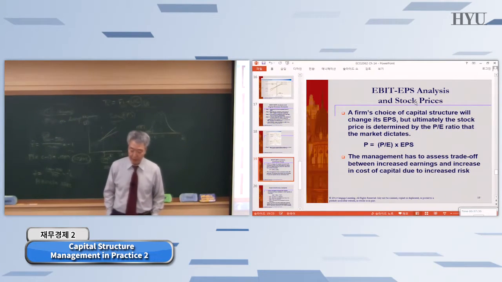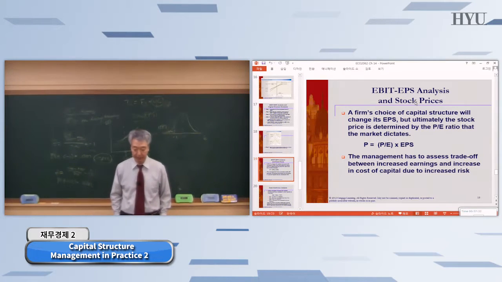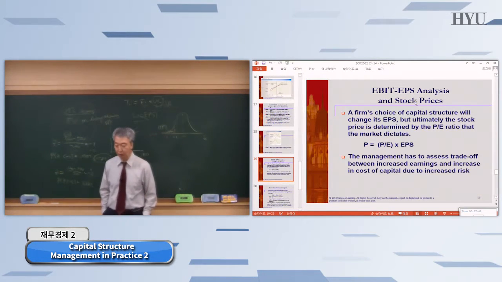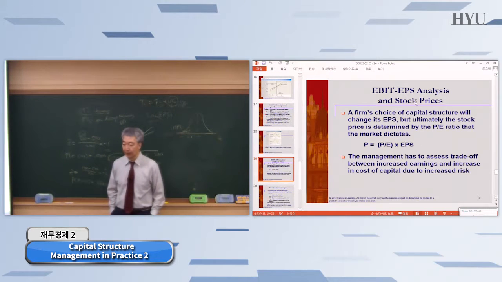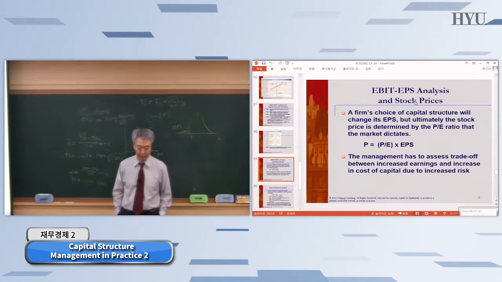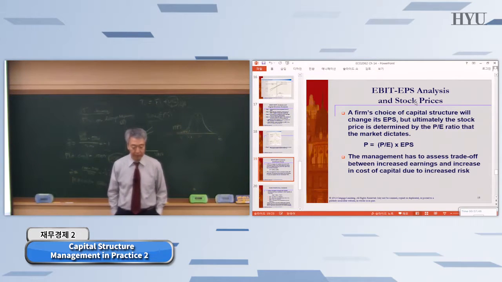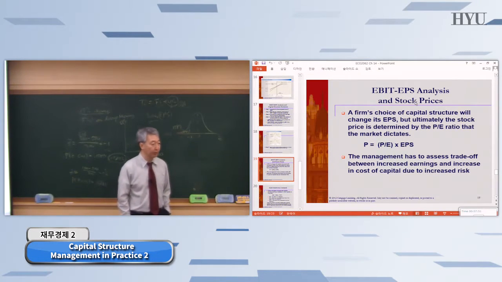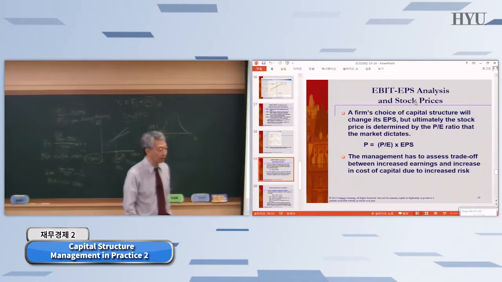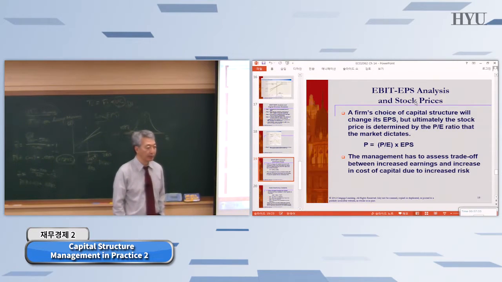What about the stock price? EBIT, EPS analysis and stock price. So when the company takes on a certain capital structure, that's going to determine their EPS, earnings per share. Normally, when the earnings per share increases, that's a good sign, because it happens when the company makes more profit.